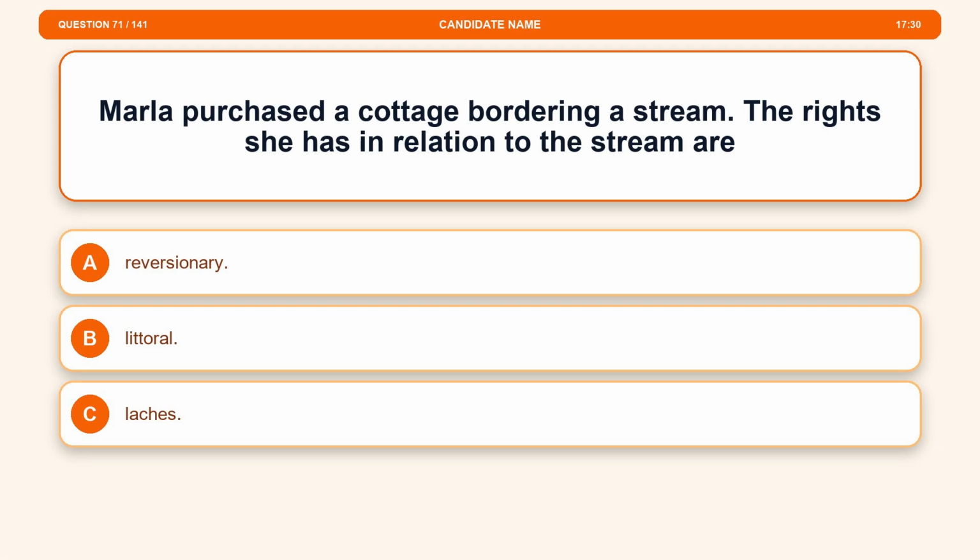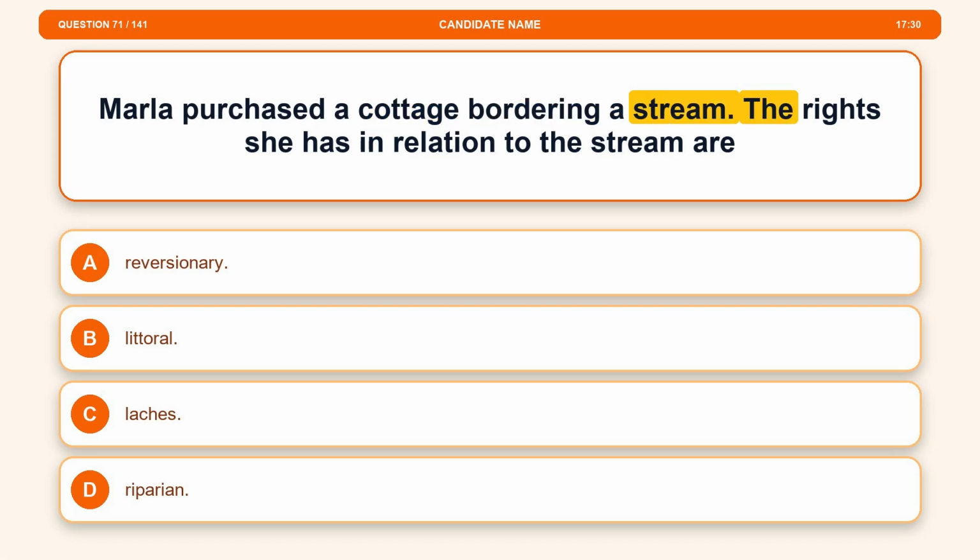Question 71. Marla purchased a cottage bordering a stream. The rights she has in relation to the stream are: option A, reversionary. Option B, literal. Option C, lashes. Option D, riparian.